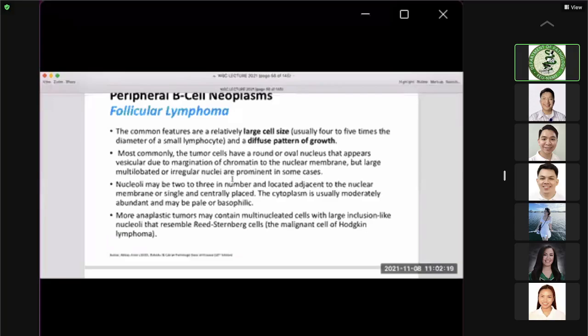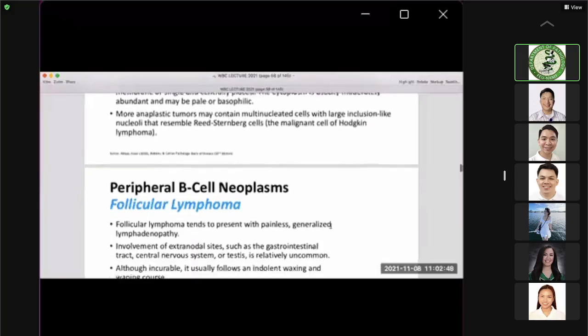Large multilobated or irregular nuclei are prominent in some cases. There are two to three nucleoli that might be observed. Cytoplasm is usually moderately abundant, pale or basophilic, and more anaplastic tumors may contain multinucleated cells with large inclusion-like nucleoli that resemble the RS cell or the Reed-Sternberg cell, which we will be looking at when we discuss Hodgkin's lymphoma.